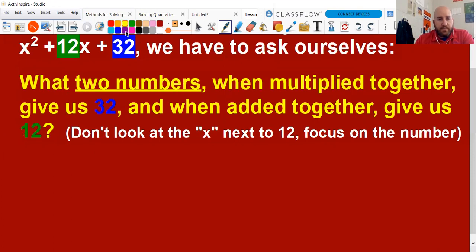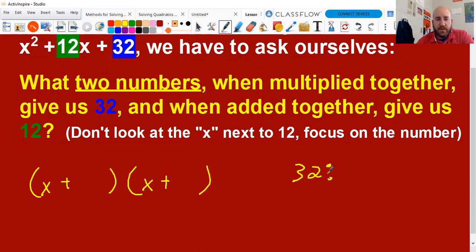If y'all remember from Algebra 1, when I'm factoring this, I'm trying to break it down into two binomials. These binomials, when multiplied together, will get me back here. This is going to be plus and plus. Again, we'll talk about the signs more in a minute, but we start with plus plus for a reason. We just want to look at 32. The reason we look at 32 is there's only three combinations, three pairs of numbers, that I can multiply together to get 32.